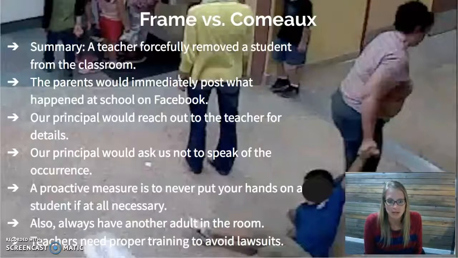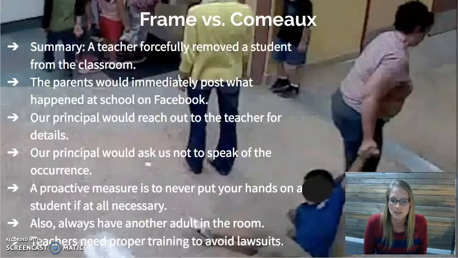The next reactive thing is the first thing our principal would do is reach out to the teacher for details about what had happened, and wanted to get their side before they reached out to others, such as the family. Our principal would also ask the teacher not to speak of the occurrence to anyone, whether it be someone within the school or definitely someone outside of school, not to speak with the parents, things like that, until the attorneys and things have been contacted, because naturally there's going to be a lawsuit that came out of this.